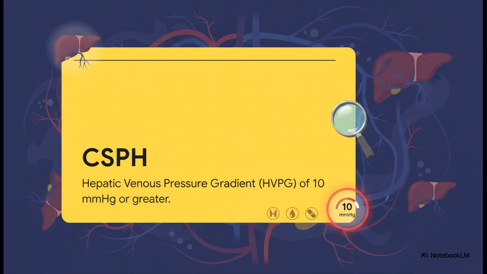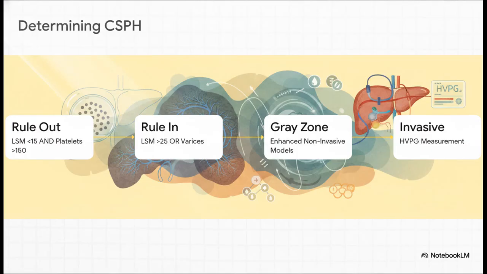Hitting this mark predicts decompensation, it predicts varices and bleeding, it determines whether you need non-selective beta blockers, and it heavily predicts surgical outcomes. So determining if your patient actually has CSPH is basically a 4-step process. Step 1, rule it out. If LSM is under 15 and platelets are over 150,000, CSPH is ruled out. Step 2, rule it in. If LSM is over 25 in non-obese patients, or if you see varices on endoscopy, CSPH is confirmed.